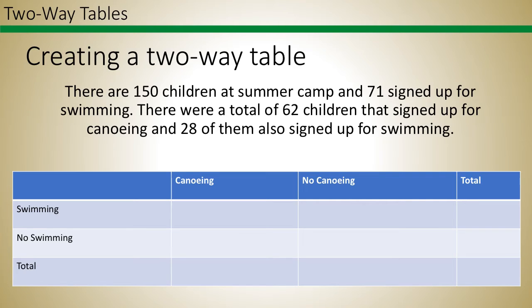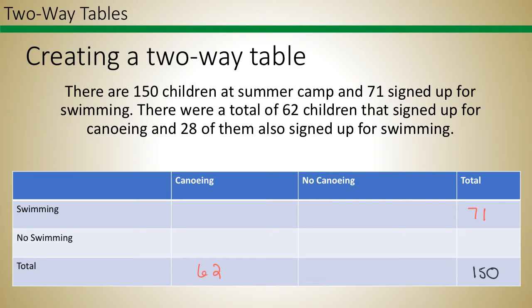Okay, here's another example. So it says there are 150 children at summer camp. Okay, so that's our total out of everyone, 150. Next number, it says 71 signed up for swimming. Okay, so that's a total number of students who signed up for swimming, and that is 71. And it says there are a total of 62 children that signed up for canoeing. Okay, a total of 62 students for canoeing. That's going to go here.